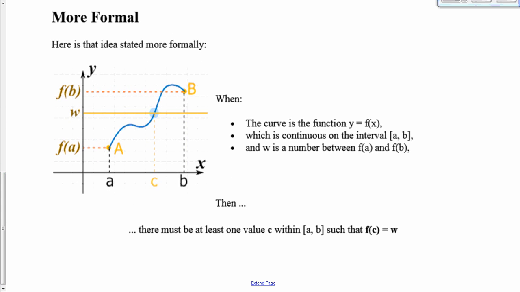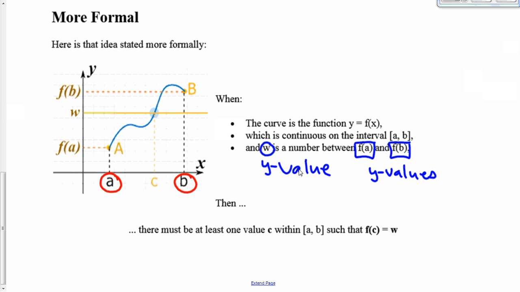So let's look at the more formal mathematical version. If I have a function y equals f of x, and it's continuous over the interval from a to b, a and b are the x values. Okay, so my a and my b are my x values. And w is a number between f of a and f of b. So w is actually a y value. And f of a and f of b, those are also y values.